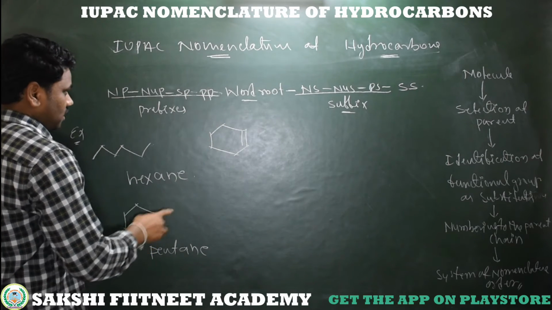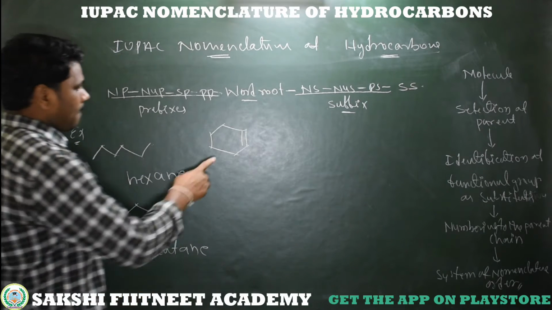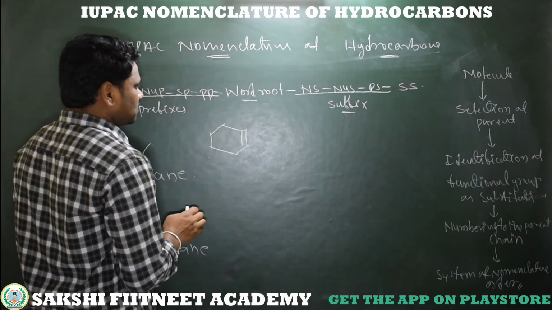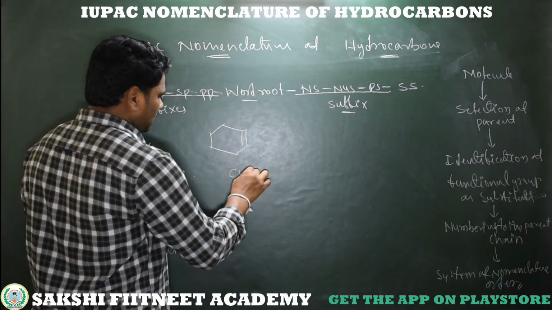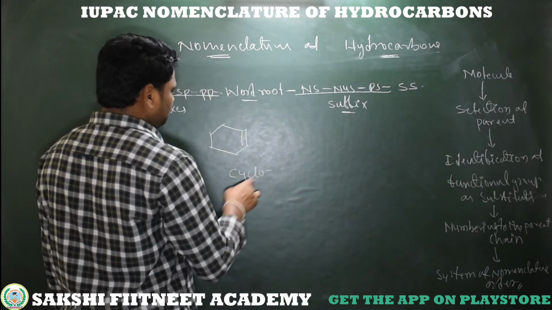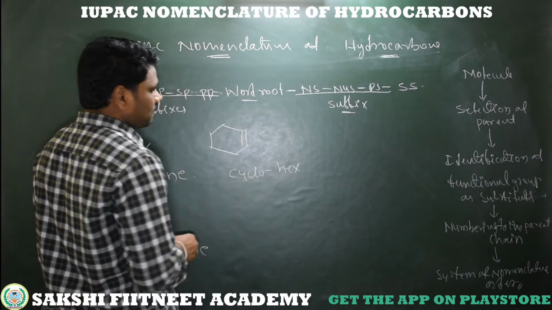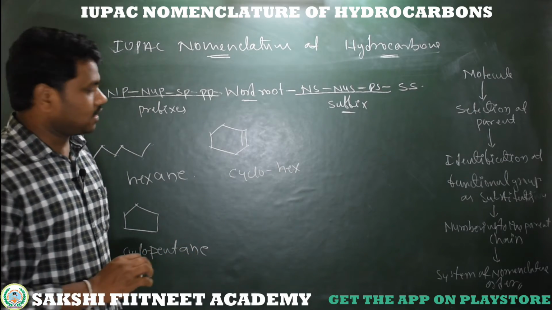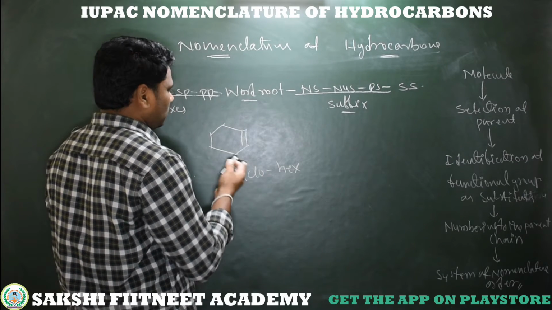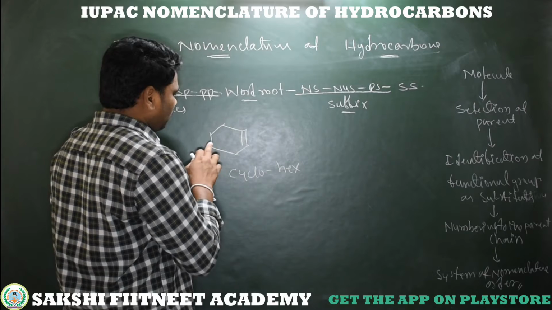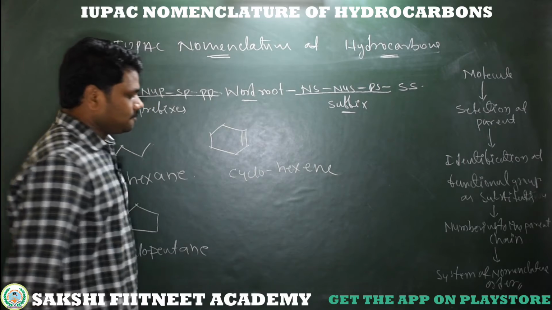Here the parent chain is cyclic, so we should write cyclopentane. Now coming to this compound having 6 carbons in a cyclic arrangement, we should use the primary prefix, that is cyclo. Number of carbons present in the parent chain: 6 carbons are there. Now here we have a double bond, unsaturation is present. We have only one unsaturation, so no need of giving numbering because there are no other substituents to differentiate. Simply you can write cyclohexene.